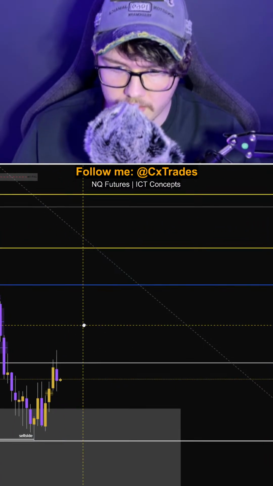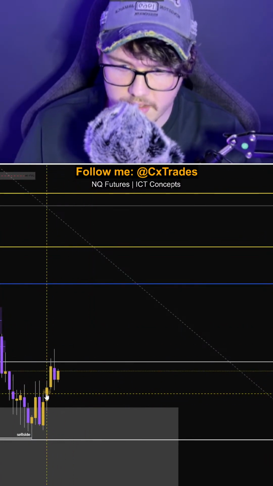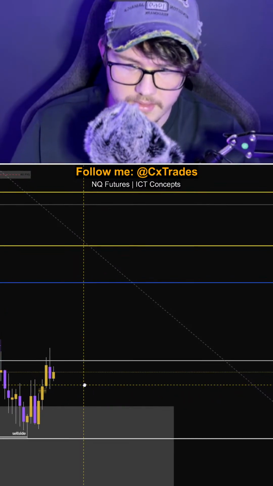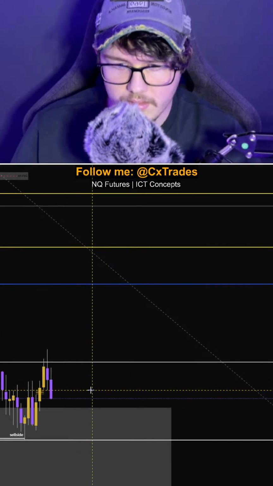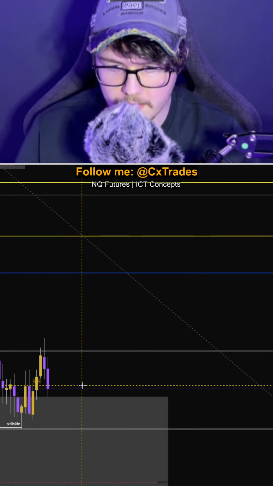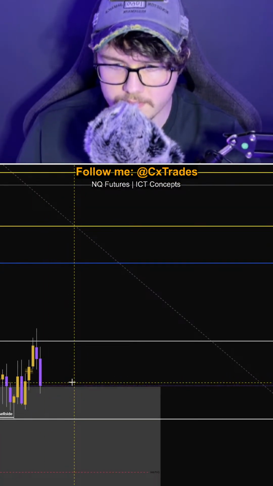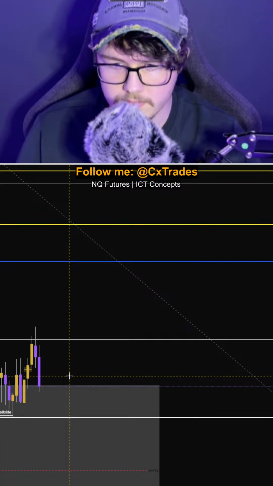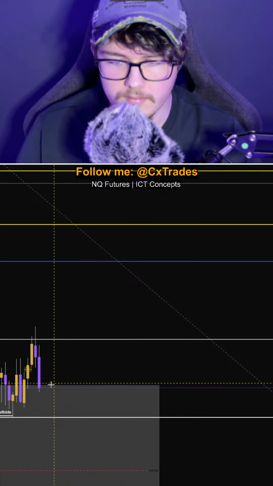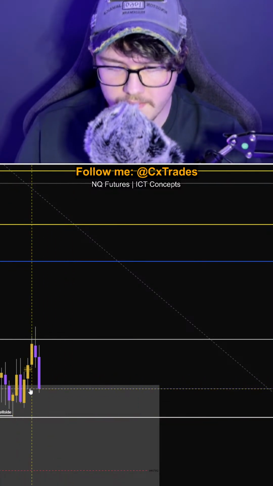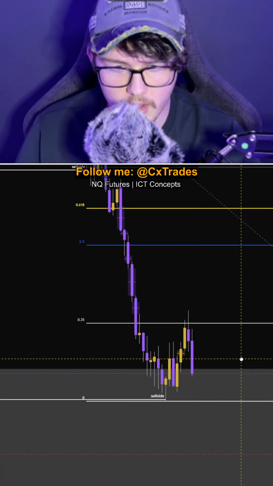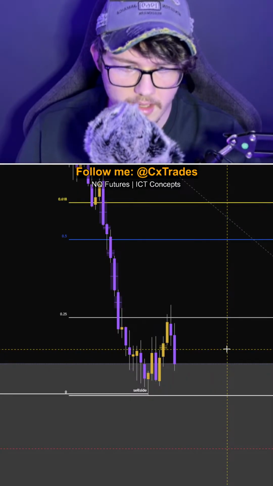There's nothing here I'd like to take. I wouldn't even like to take this short if it gives us... There's no reason to. Like I say, I want to see longs. If the trade conflicts with what I want to see, I won't normally take it.